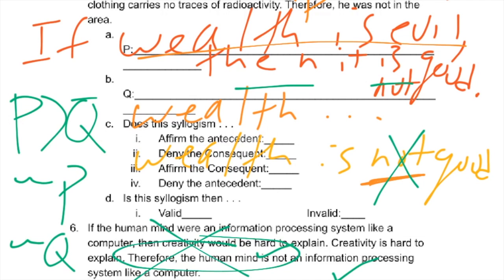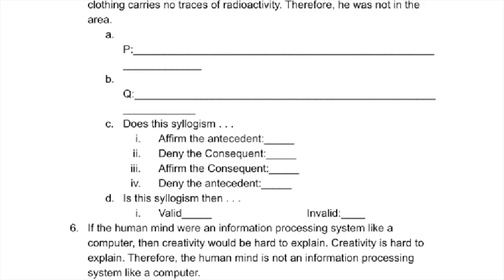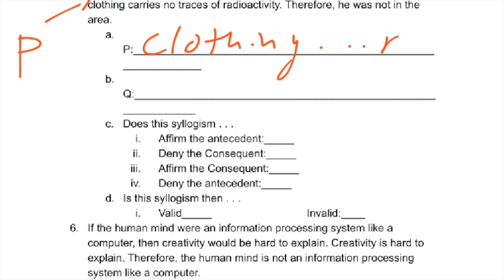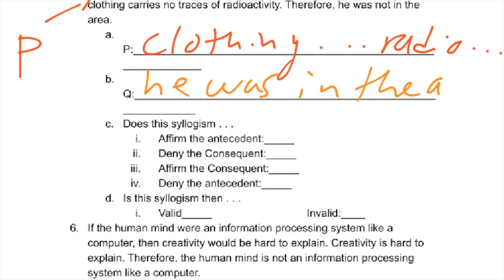Number 5, if his clothing carries traces of radioactivity, then he was in the area. His clothing carries no traces of radioactivity, therefore he was not in the area. Our antecedent is here. This is P. His clothing has traces of radioactivity. And then our consequent is here. Then he was in the area, presumably where they're handling really bad stuff. So this is our consequent here. So if P, then Q.